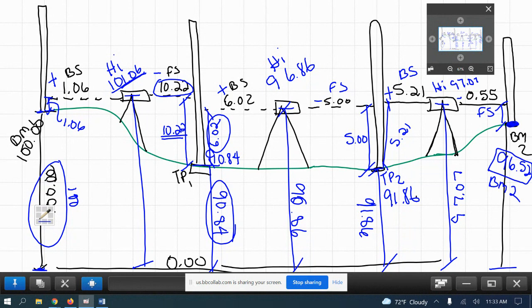So that would be the answer for benchmark 2. So I hope that kind of helps with understanding that it doesn't matter if the ground goes down, up, all downhill. Your first one's always going to be a backsight, so you'll add it, and you come off a known elevation. Then when you give a turn point, the first time with your HI, you're going to subtract that foresight. Then you can pick the instrument up and move forward. All right. Hope that helped.